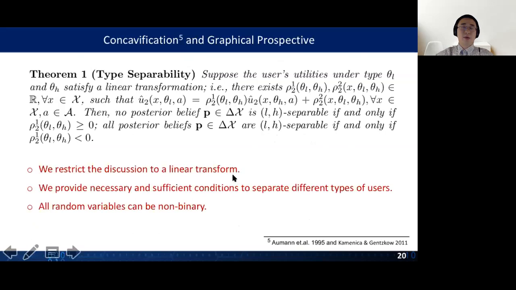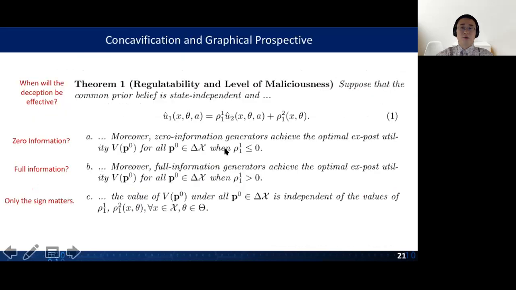The second perspective is from graphic representation and the method of concavification. The theorem of type separability provides necessary and sufficient conditions to separate different types of users. It implies that if two types of users have completely opposite utility, then there exists no security policy that can elicit them to take the same action under any security scenario.